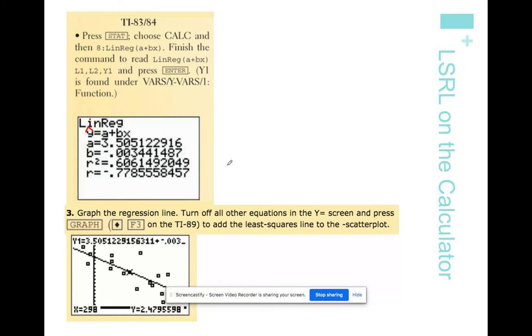If you use option 4, what your calculator is going to say is LinReg, and then underneath it, it's going to say y equals ax plus b. So it switches the slope and the intercept variables, but then it's going to switch it below. It's going to say a equals negative 0.0034 and b equals 3.505. So as long as you pay attention to this form and put a and b in the right places, you can use either option 4 or option 8 on your calculator. But your book always talks about option 8 if you want to be consistent.